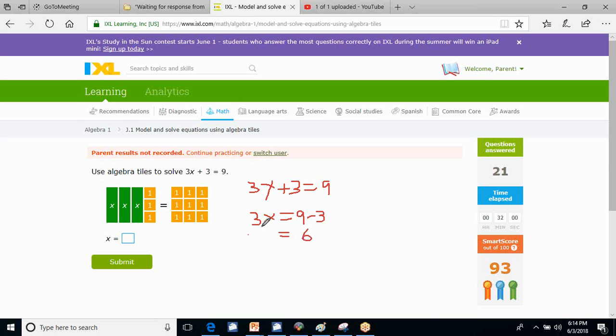So 3x is equal to 6. If you divide both sides by 3, so divide both sides by 3, 3 cancels 3, so you get an x. 6 divided by 3 goes 2, right? All right, so the answer for x is 2.